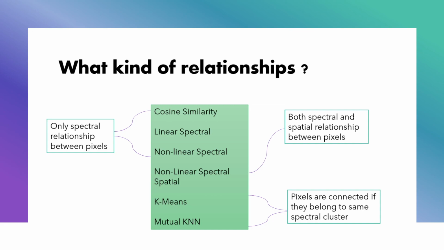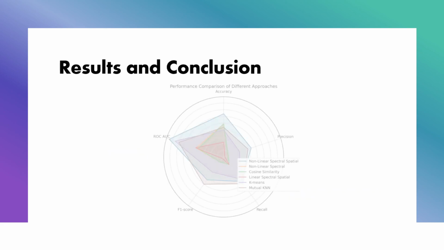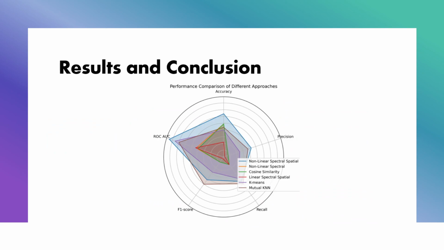These we evaluated with metrics like accuracy, precision, recall, F1 score, and ROC AUC score, which are necessary metrics for classification tasks, represented here on a radar map. As you can see, the nonlinear spectral spatial relationship graph construction method has achieved the best metrics over the other methods.